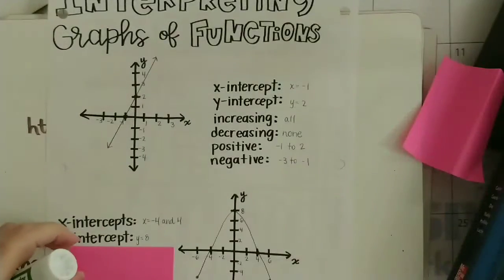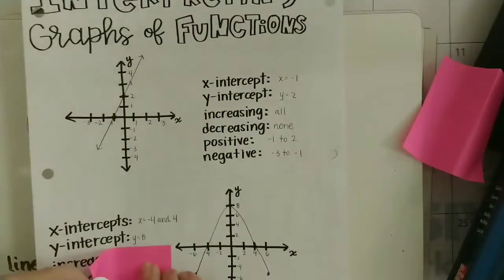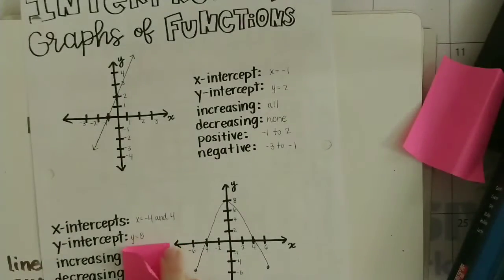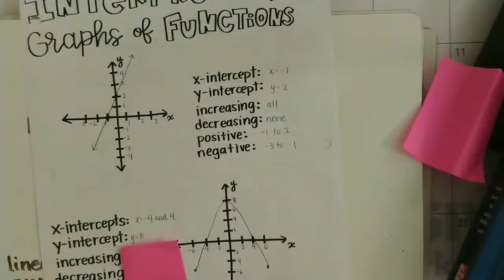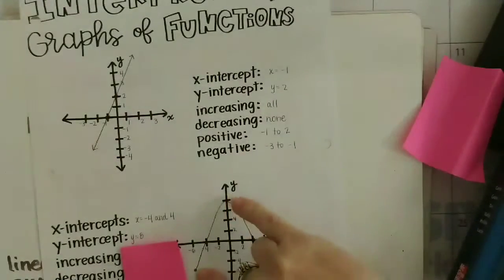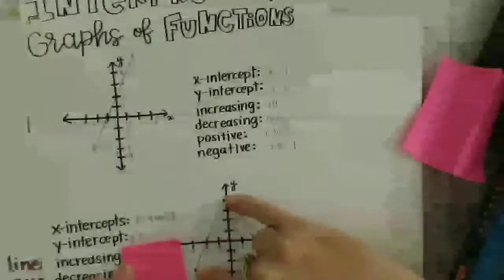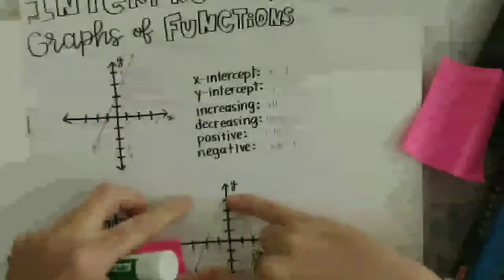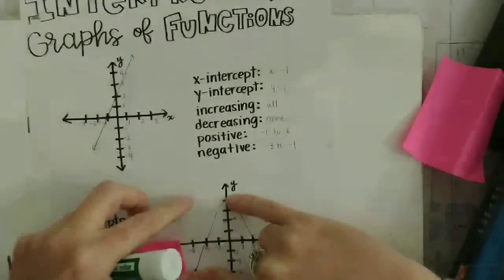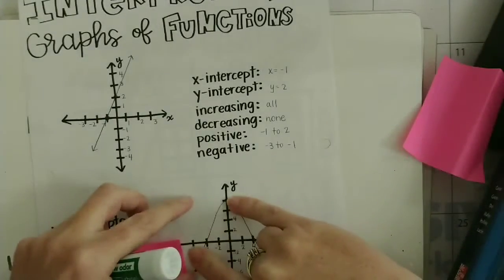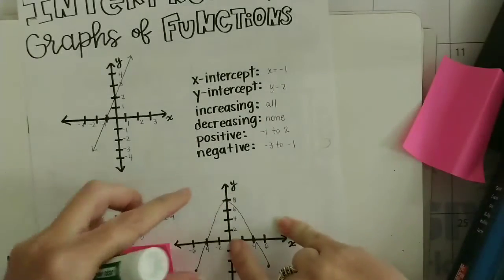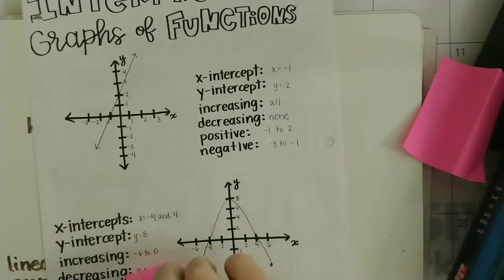Next, we have increasing. From where to where is our function increasing? Well, it looks like it's increasing from here to here. We use the numbers on our x-axis to describe where that increasing is taking place. It looks like in the area of -6 all the way over to 0. So -6 to 0.